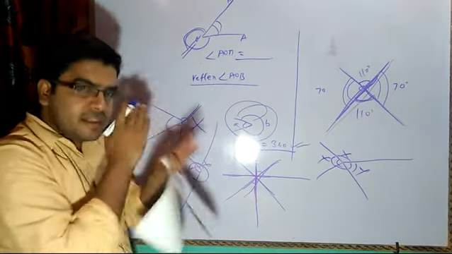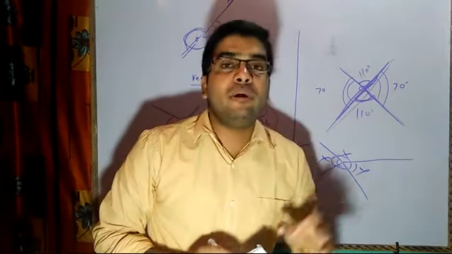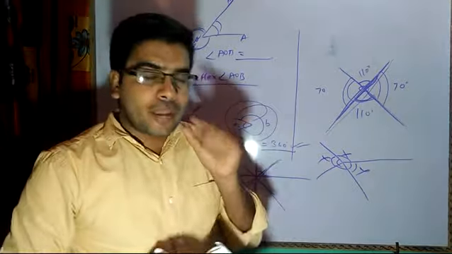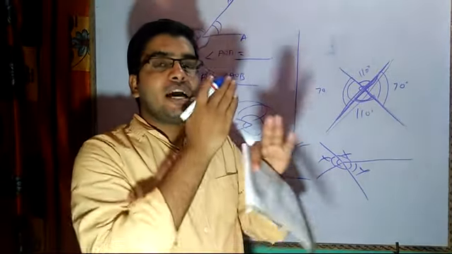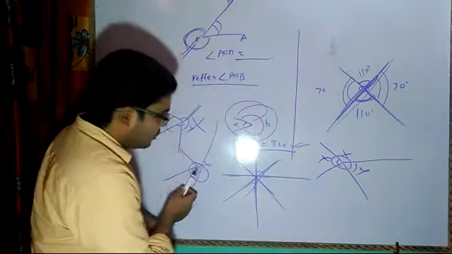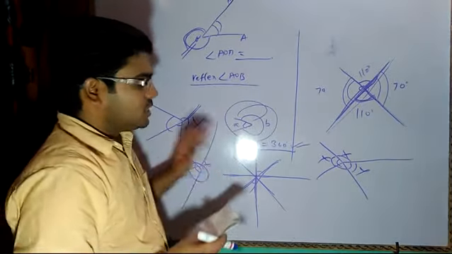If there is a bend in the line, then that will never form a vertically opposite pair. To get a vertically opposite pair, you should get a complete X. There should not be any bend in the line. I hope it is clear.